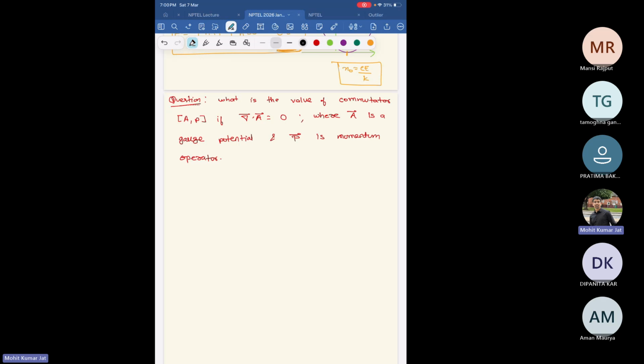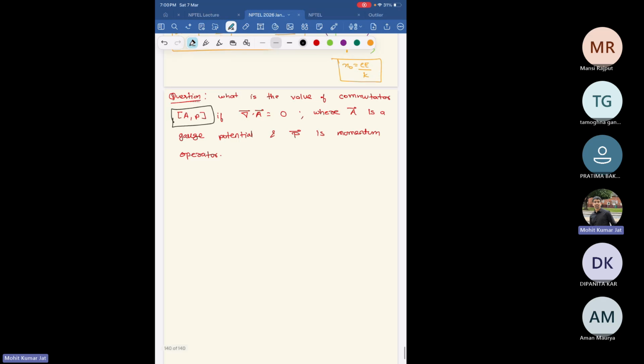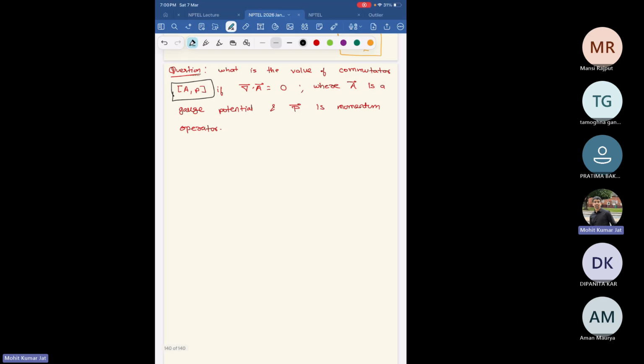So first I will describe this commutator symbol. What does it mean? If any commutator symbol is given, then you operate it on a wave function. If no wave function is given, you select it to be psi, right? So it means that [A, P] psi equals AP minus PA times psi. That's what this commutator means, this square bracket means in quantum mechanics.